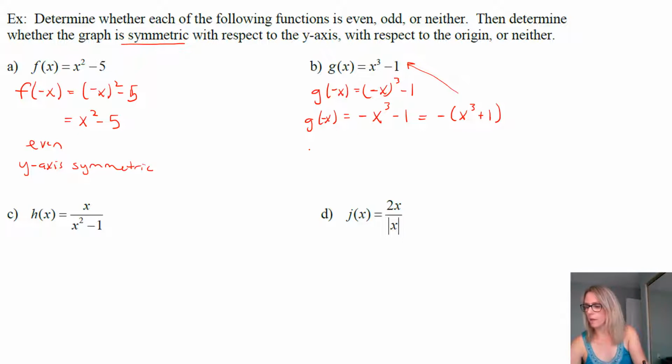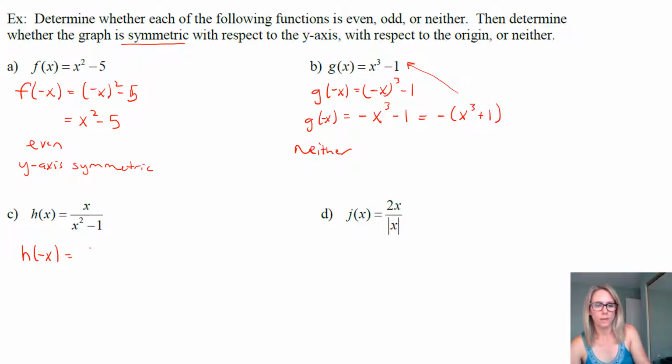So because of that, this function is definitely not even. We're not getting the same thing. It's also not odd because we're not getting just the negative of it. So this is neither even nor odd. Not everything is. It's nice when they are because you've got some symmetry there, but this is neither even nor odd. Okay, try h of x if you want.